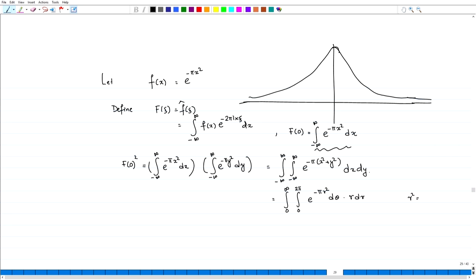Now, if you put r square equal to s, then 2r dr is equal to ds. So, this one is 1 by 2 times the integral from 0 to infinity of e to the power minus pi s ds, and this is a radial function. So, the integral is not dependent on theta, therefore we will get a factor of 2 pi. So, this is equal to the integral from 0 to infinity of pi e to the power minus pi s ds. We know that this is e to the power minus pi s divided by minus pi, from 0 to infinity. Now, at infinity, this is going to be 0, and at 0, minus minus plus, so this is going to be 1. So, f hat at 0 is equal to 1.